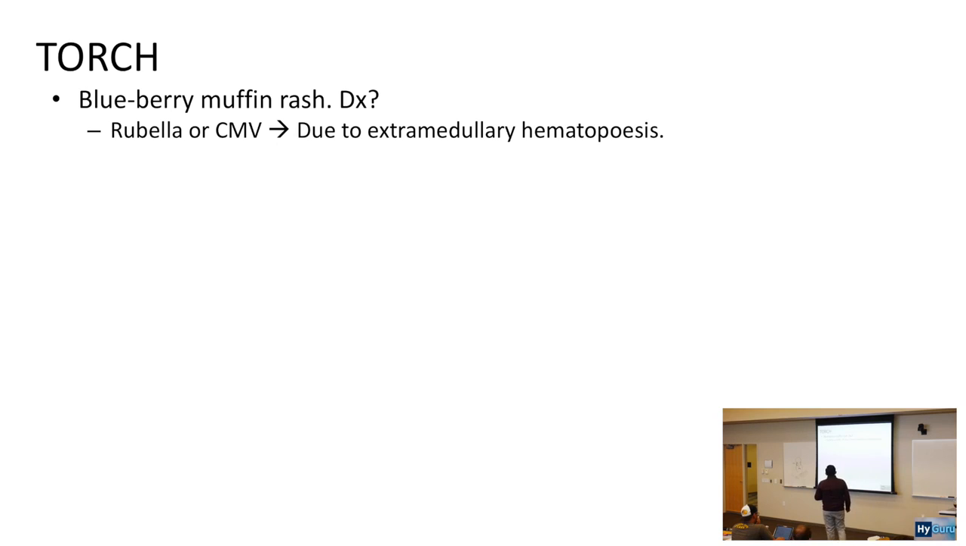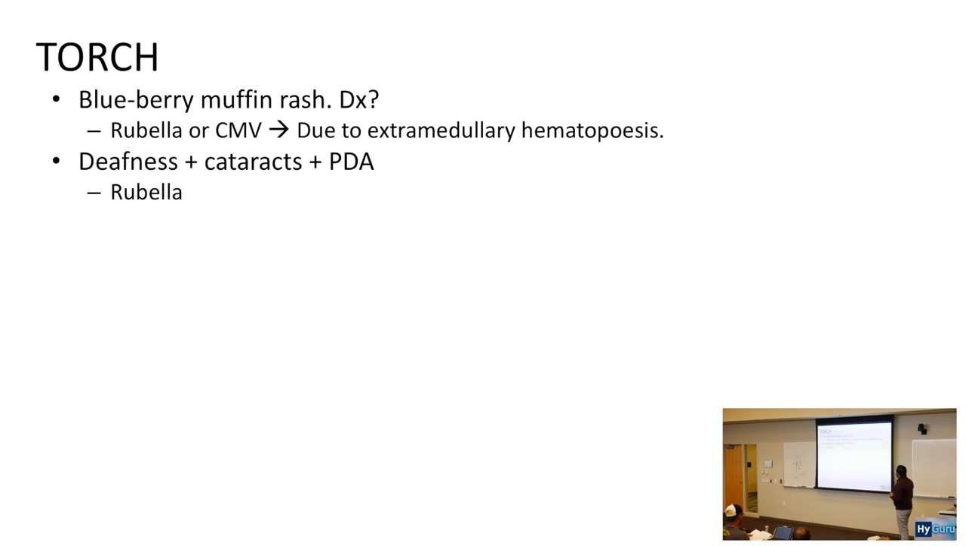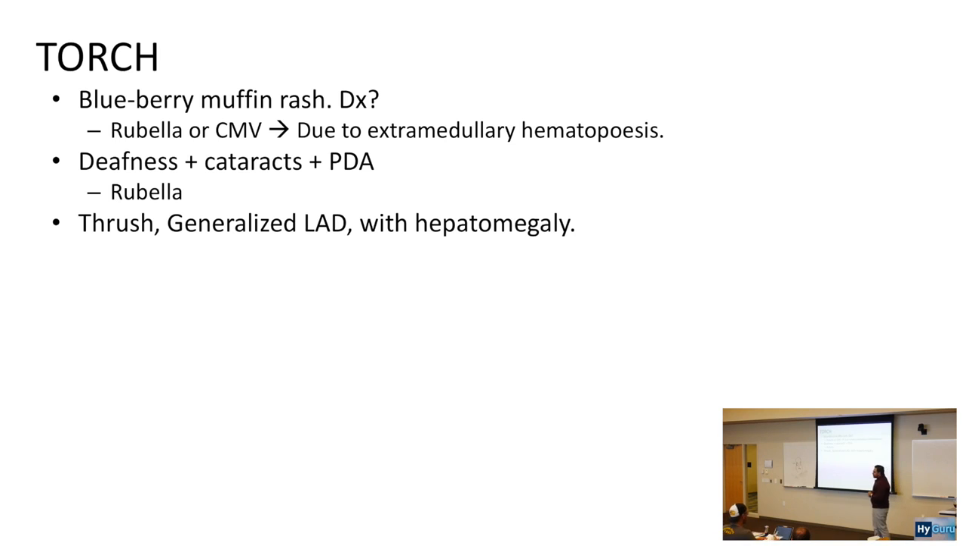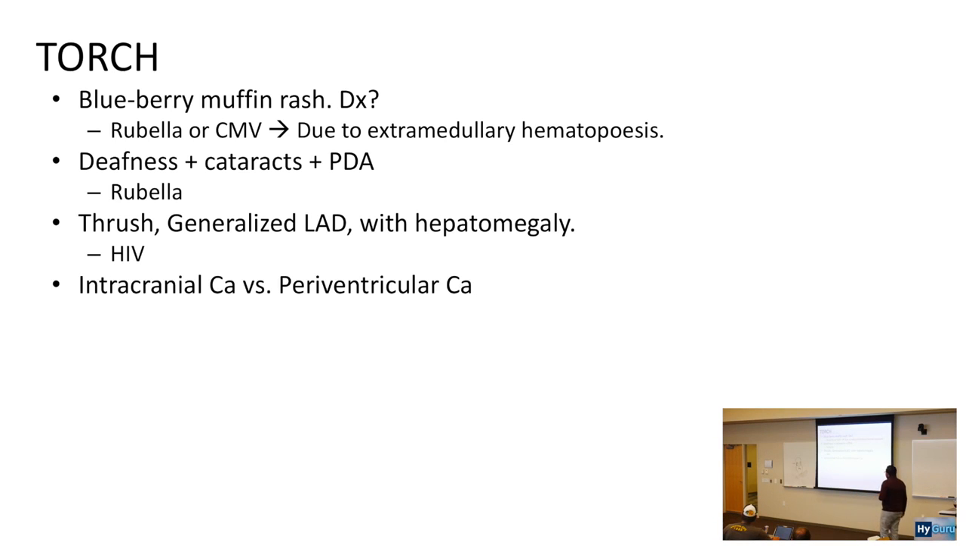So a good microbiological tie-in for you guys is knowing the TORCH infections and how they affect pregnancy. So when we talk about blueberry muffin rash, what is the diagnosis here? Rubella or CMV. And the mechanism behind a blueberry muffin rash is extramedullary hematopoiesis. Deafness, cataracts, and PDA, we are thinking of congenital rubella. Thrush, generalized lymphadenopathy with hepatomegaly, what do we think of here? We are thinking of HIV, non-specific symptoms.